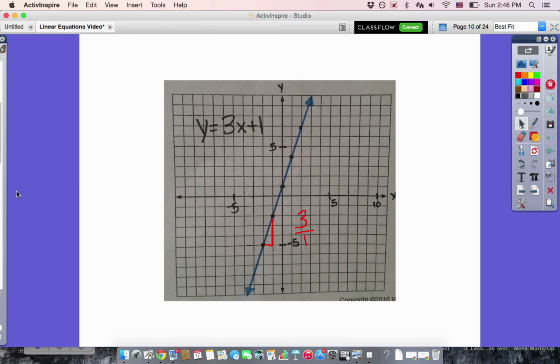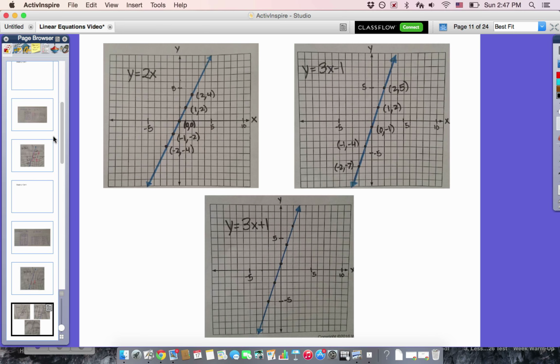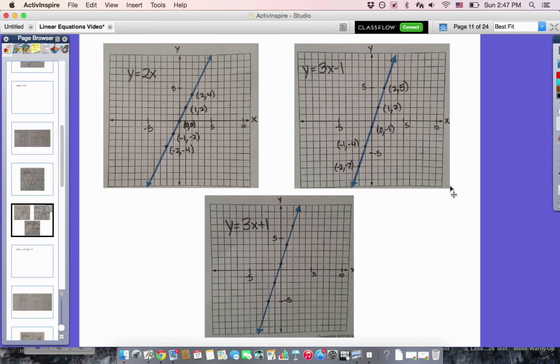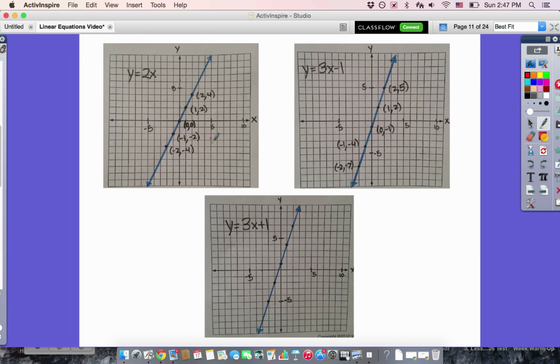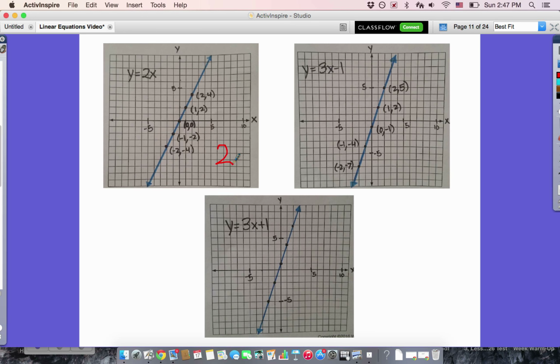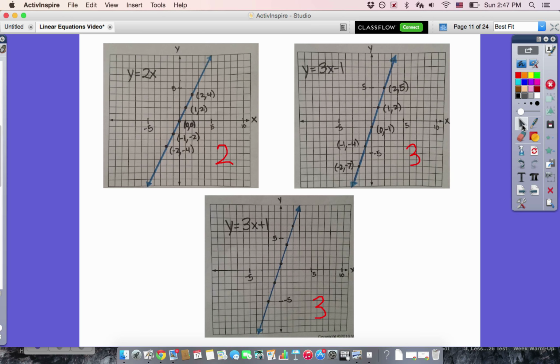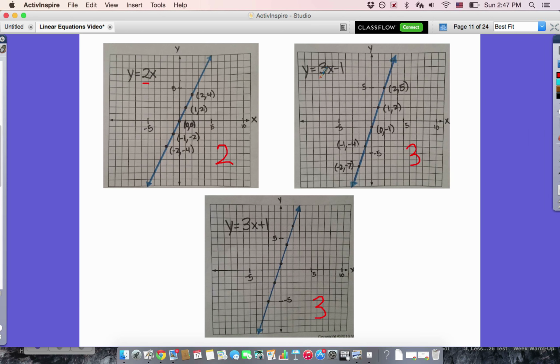Okay, so let's take a look at all 3 lines together. So if you remember, the slope for this first graph was 2. The slope for this graph was 3. And the slope for this graph was also 3. So if you see here, the coefficient in front of x gives us the slope.